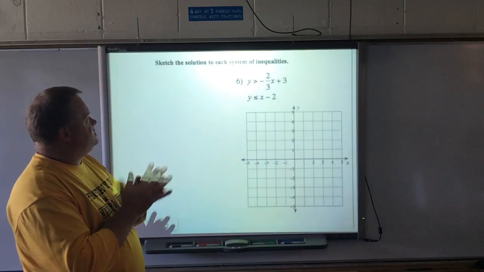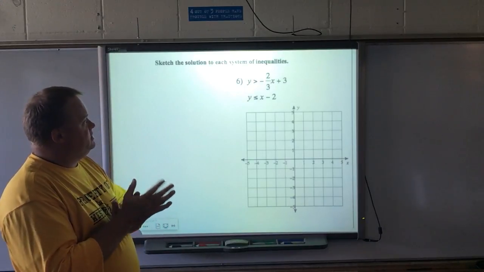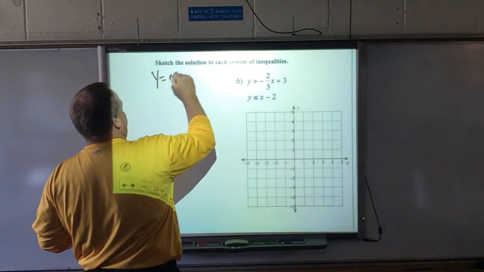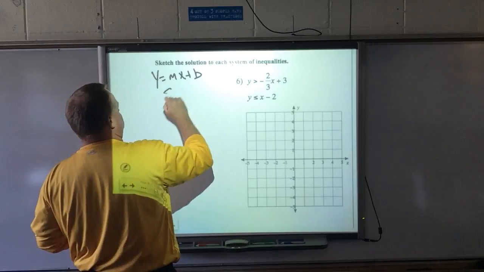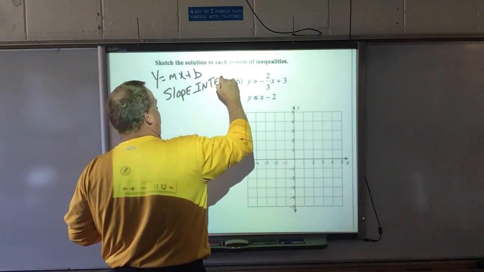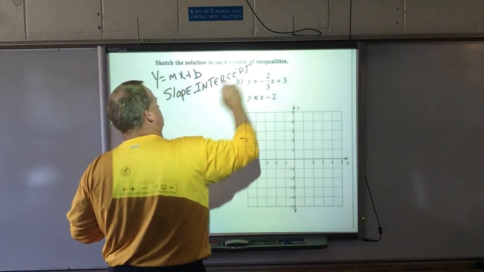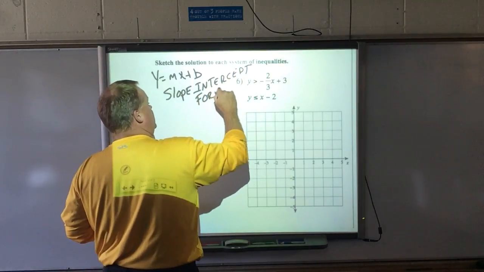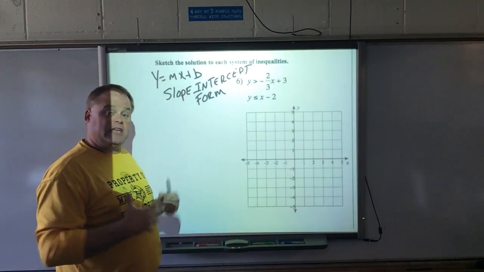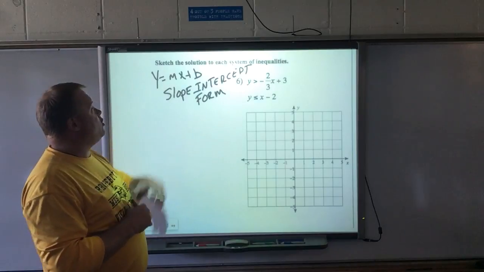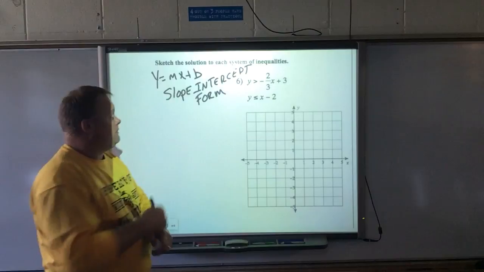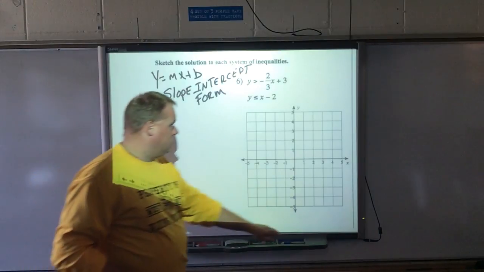So we're going to discuss the solution to each system of inequalities. These are both in y equals mx plus b form, or what we call slope intercept form, which means I can graph them just by looking at them. The first one, well, let's go ahead and label them.